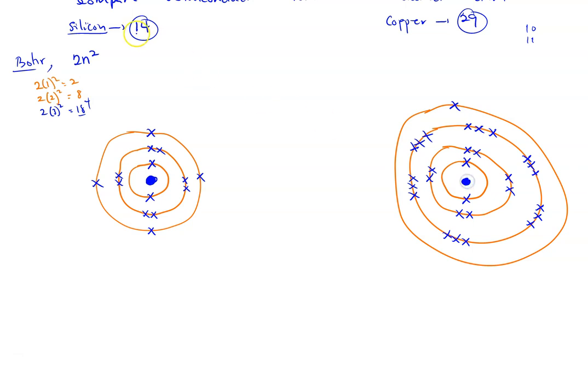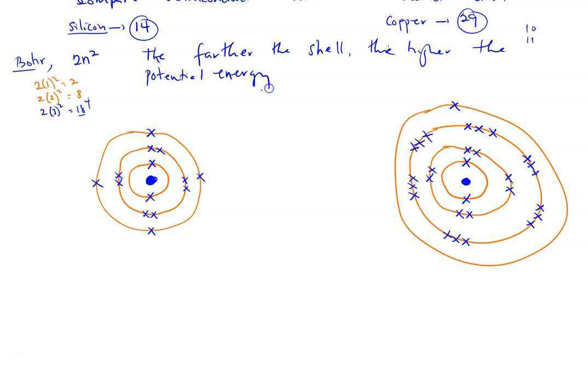Let's see something. There's a statement that the further the shell, the higher the what, the potential energy or the energy, any of them. So let me just use energy so that you not be confused. The higher the energy. So this is the energy that is required for the electron to move into what? Into the, how do you call it?